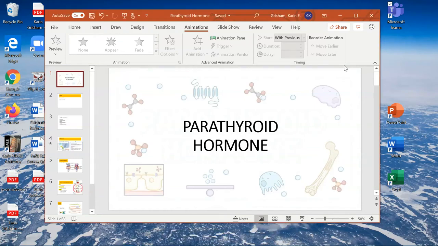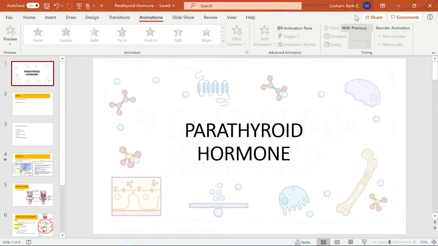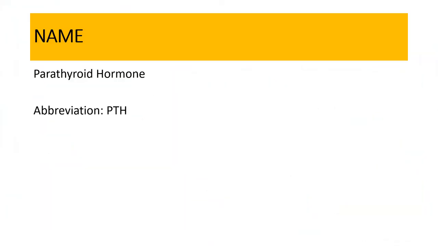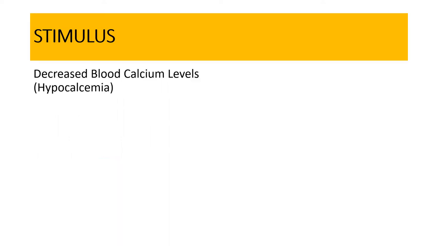Let's take a look at parathyroid hormone. Parathyroid hormone can also be abbreviated capital P, capital T, capital H. Things we're going to talk about. We're actually not going to take a look at disorders and diseases today. So pretty much everything else is what we're going to mention.